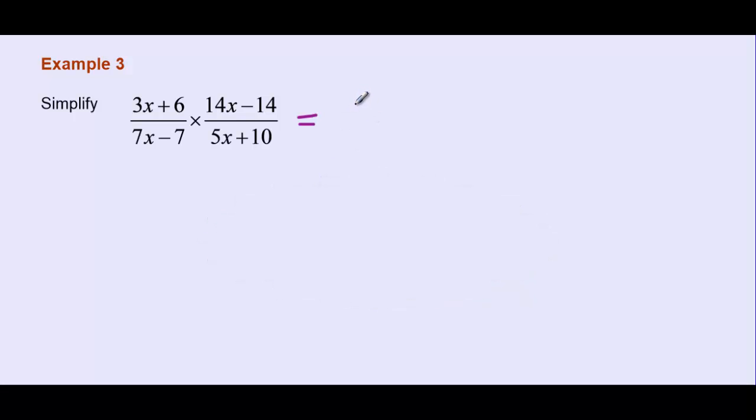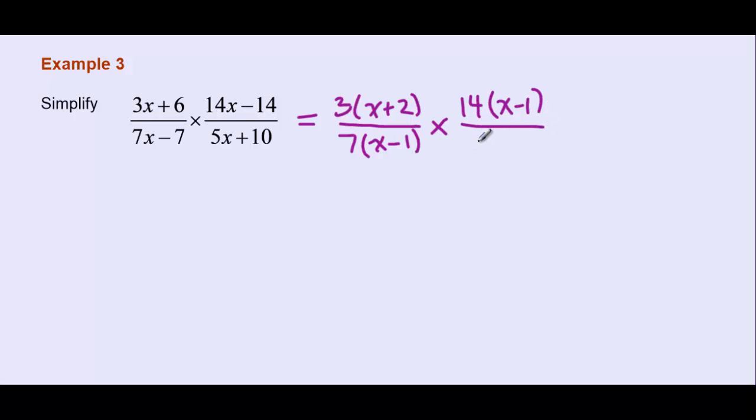We'll start with the first numerator. 3x plus 6, you can take a common factor out of 3. So you're left with x plus 2. In the denominator, 7x minus 7, again, we can take out a common factor of 7, and we're left with x minus 1. We'll now move to the other fraction. 14x minus 14, we can take out a common factor of 14, and we're left with x minus 1. And 5x plus 10, common factor of 5, and we're left with x plus 2.